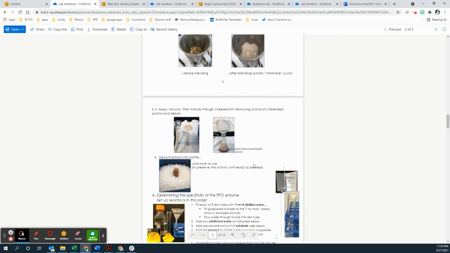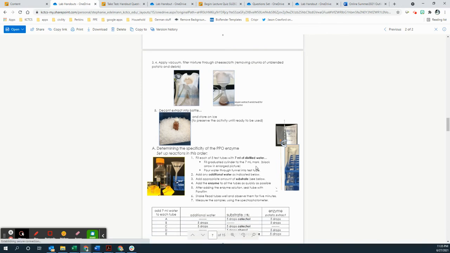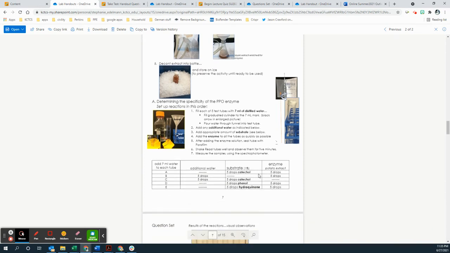And then what we're going to do is we're going to look at the activity of the enzyme and how different environmental things change the activity of the enzyme. And by doing so, we learn something about the nature of the enzyme. So specifically, we're looking at the enzyme specificity.